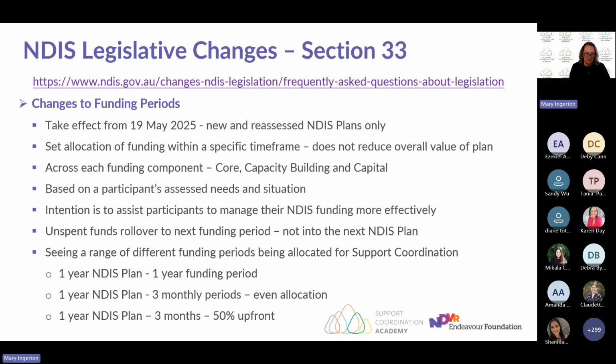The other thing to understand too is that if a participant doesn't use all their funds in one period, say a person has $3,000 within the first 3-month period, and they only spent $2,500, well then that $500 will roll over to the next funding period. So unspent funds will carry forward into the next funding period, but any unspent funds won't roll over to a next plan.